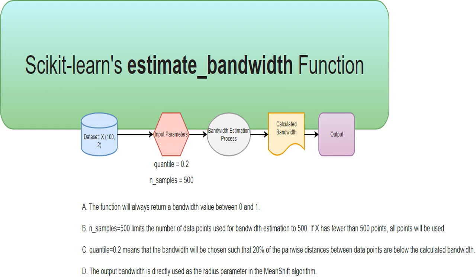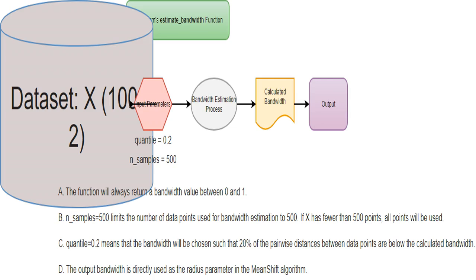I'm using scikit-learn's estimate_bandwidth function. This function helps me find the best bandwidth for density-based clustering. Think of bandwidth as the scale at which I'm looking at the density of my data points. A larger bandwidth means I'm looking at a broader area. My data is in a NumPy array called X. It has 100 data points, each with 2 features, like X and Y coordinates.